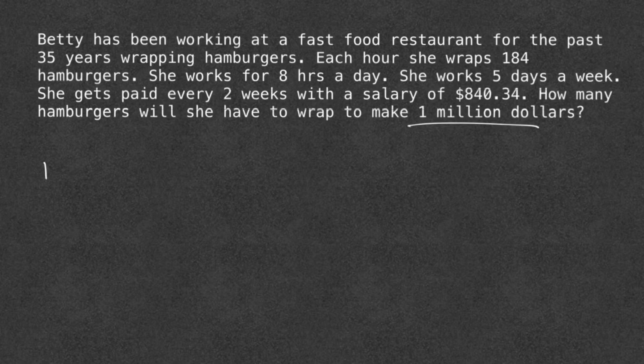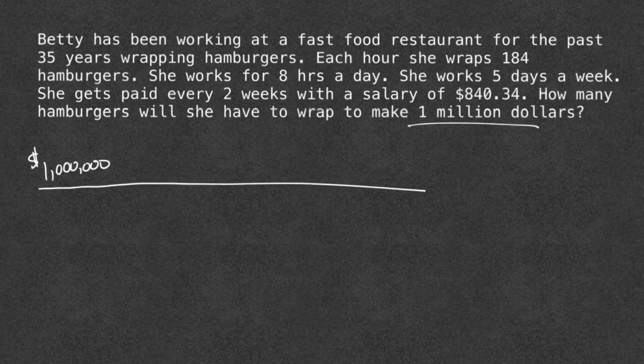I'm going to put my dollar sign. I'm going to start my problem. Remember, write your given. Make your cross. Bring down your unit. Well, in this instance, $1 million, the unit is dollars.